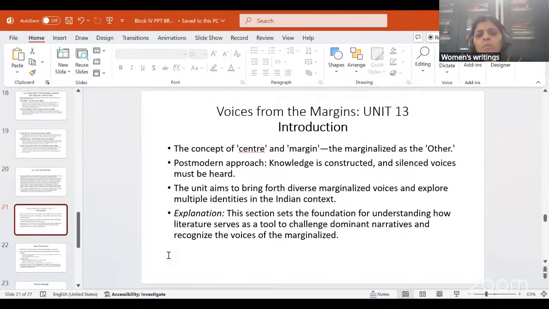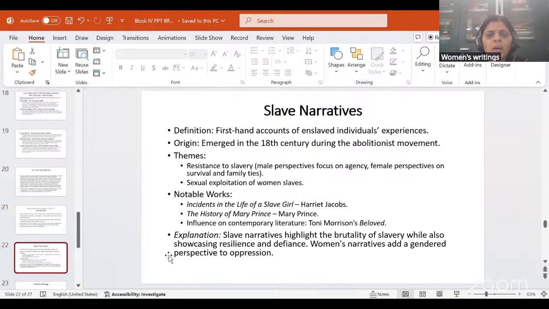So it is talking about center and margin. Who are the center, who are given more focus, and who are the margin, who are not given any voice. So this unit aims to bring forth the diverse marginalized voices and explore multiple identities in the Indian context. So this section sets the foundation for understanding how literature serves as a tool to challenge the dominant narratives and recognize the voices of the marginalized.